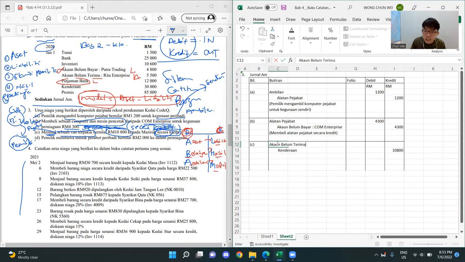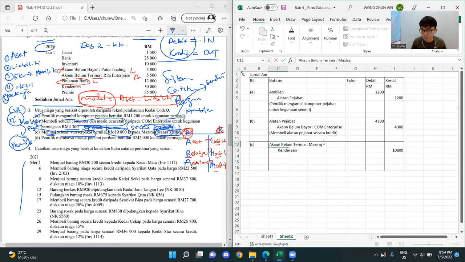Tadi kita beli secara kredit. So, when we beli secara kredit, account belum bayar. Okay, the B here. Beli dan belum bayar, then B. Okay, if you draw secara kredit, then this account belum terima. And who is this account belum terima? The name is really given there. It is Mazira. So we put Mazira there.